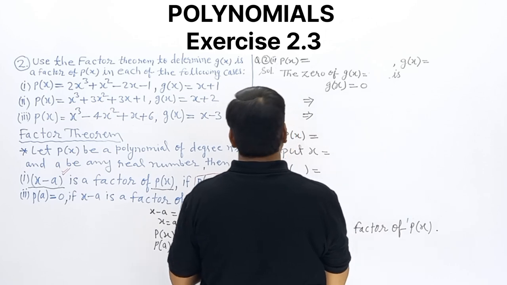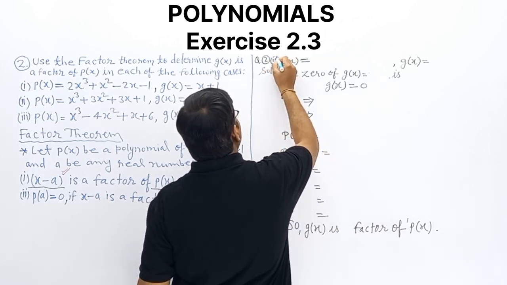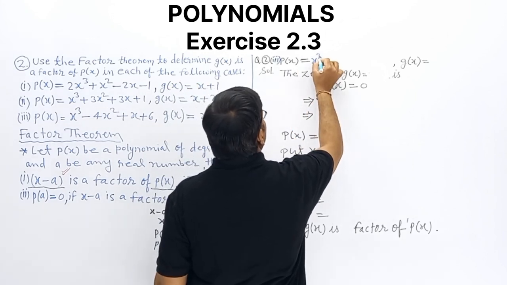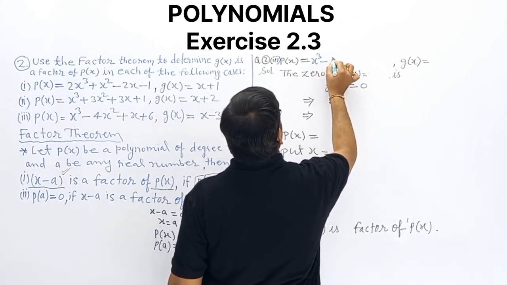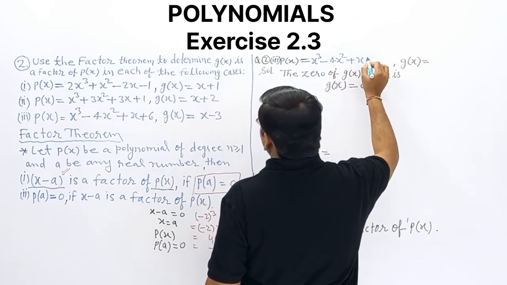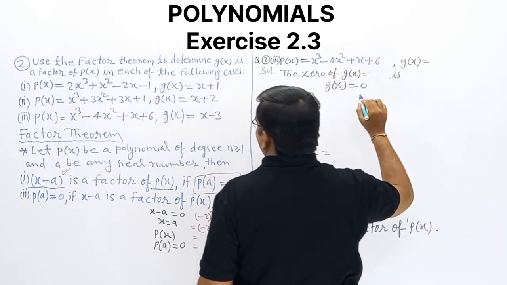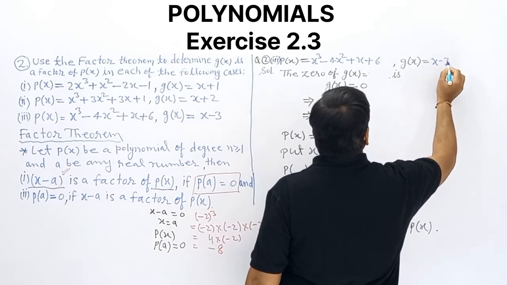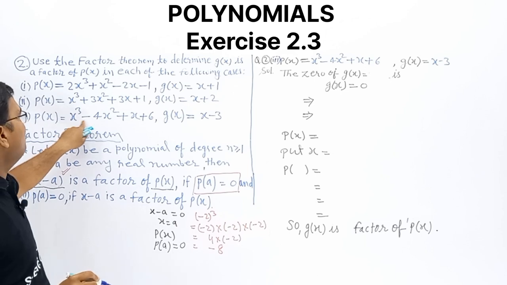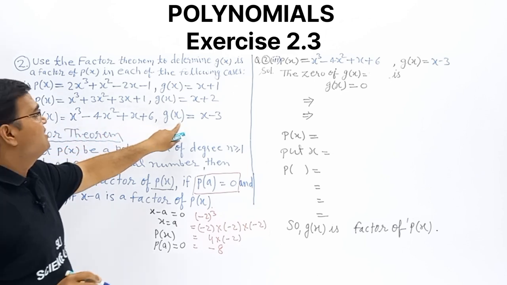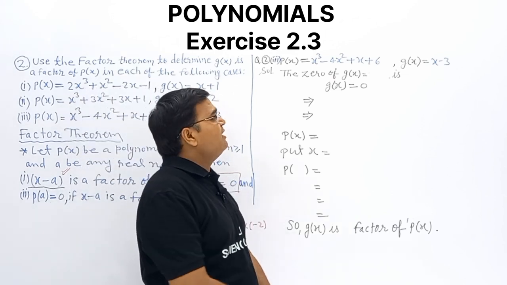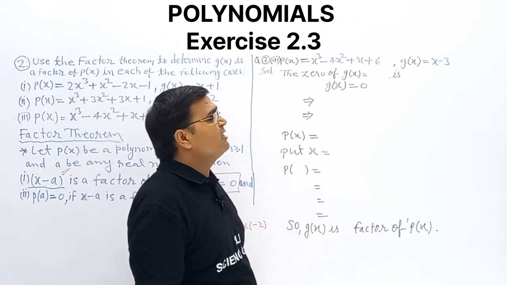Question number second we completed. Now third one. The polynomial of that question is x cube minus 4x square plus x plus 6, and its factor is x minus 3. Observe carefully, otherwise the answer will be wrong. Polynomial is x cube minus 4x square plus x plus 6. g of x is x minus 3. Now for checking this, first we will find the zero of the given factor.